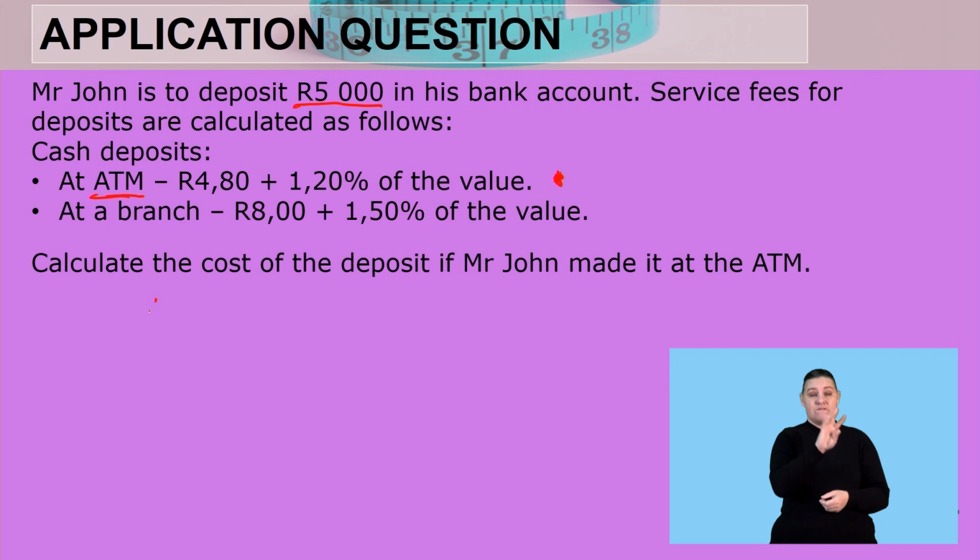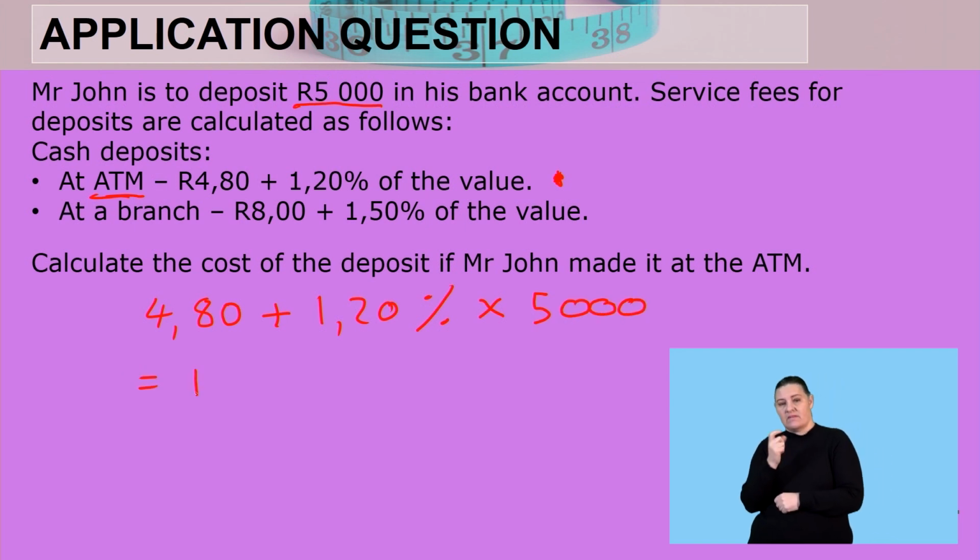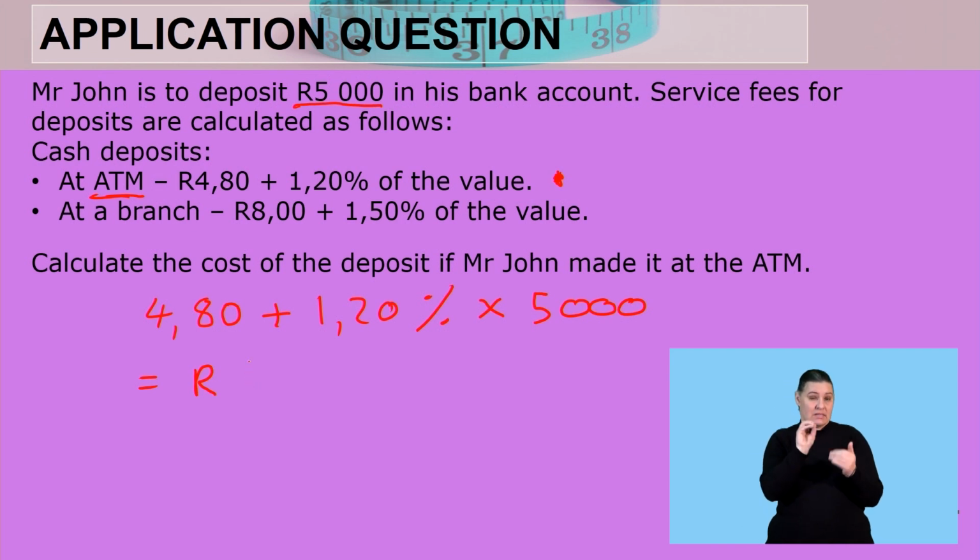Let's bring that all together. So 4.80 plus 1.20% of the value. And that gives me, again using my calculator, 64.80.